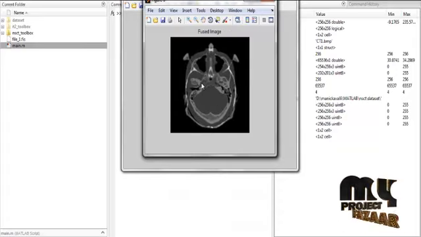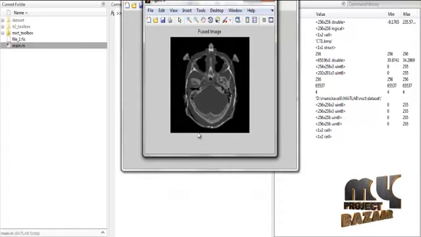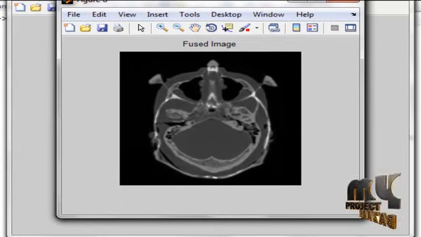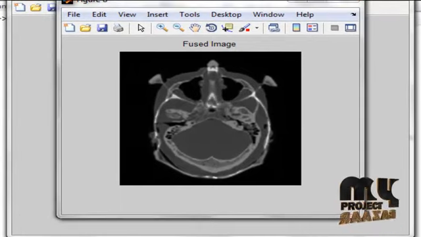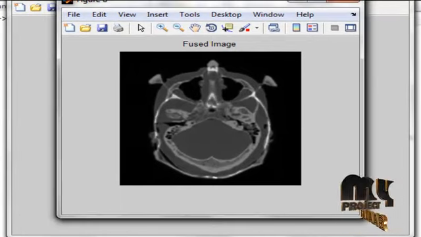Figure 8 is the fusion of both fused images. This is the final output of our product.